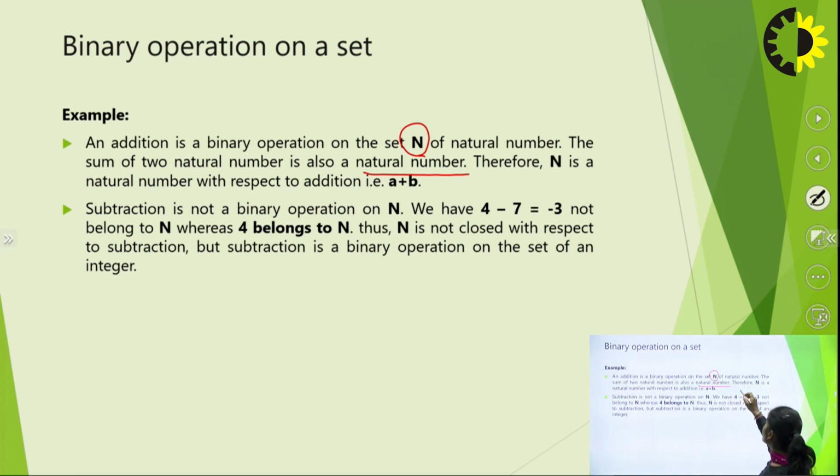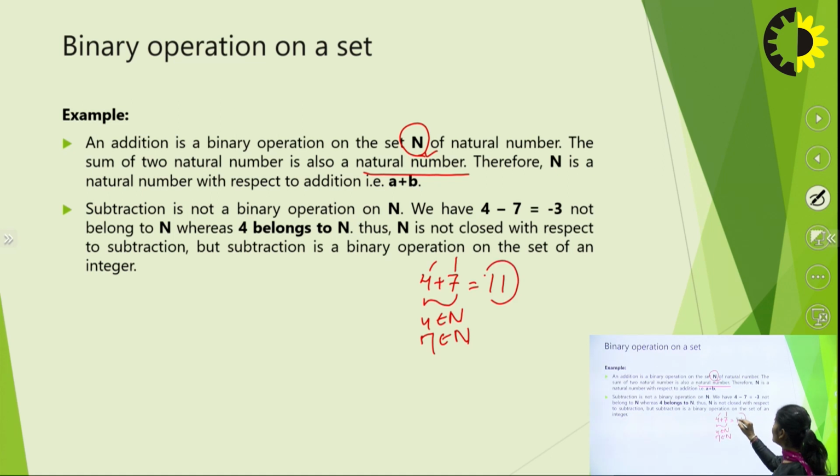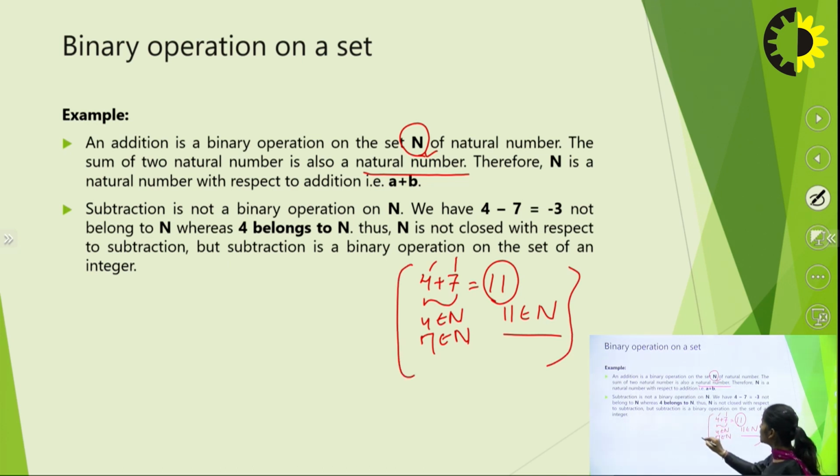So here we take the same example with natural numbers. The sum of two natural numbers is also a natural number, and let us explore this by taking an example: two natural numbers like 4 plus 7, where 4 and 7 belong to natural numbers. So 4 plus 7 is 11. The sum of both also belongs to natural numbers. This type of thing comes under closure.